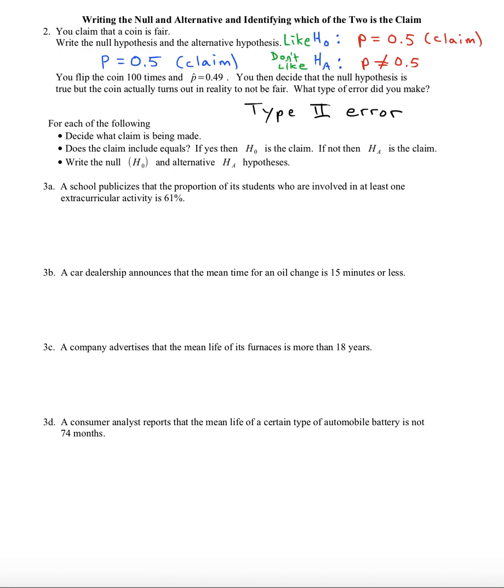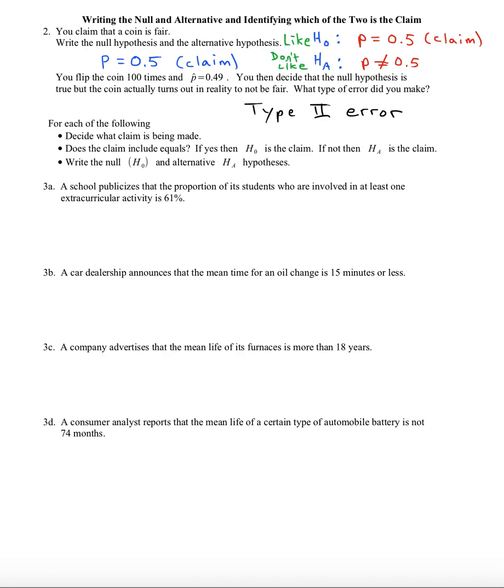Okay, for each of the following, let's decide what claim is being made by the wording. For each of the following, let's use the wording to rewrite the claim in mathematical language. We'll see if the claim includes equals, and if it does, then we'll assign that claim to the H0. If it doesn't, we'll assign it to HA. Write both the H0 and the HA.